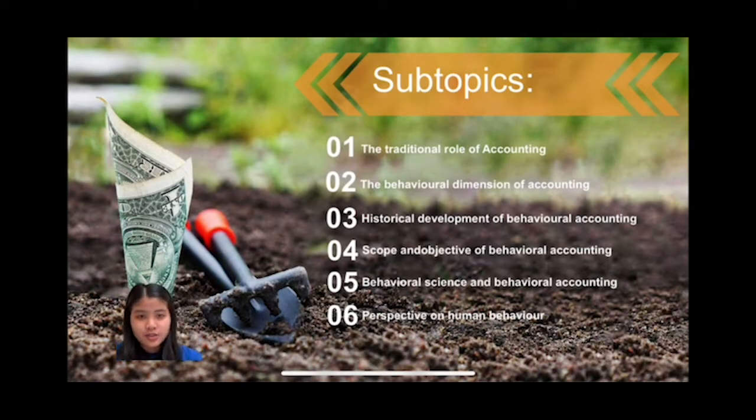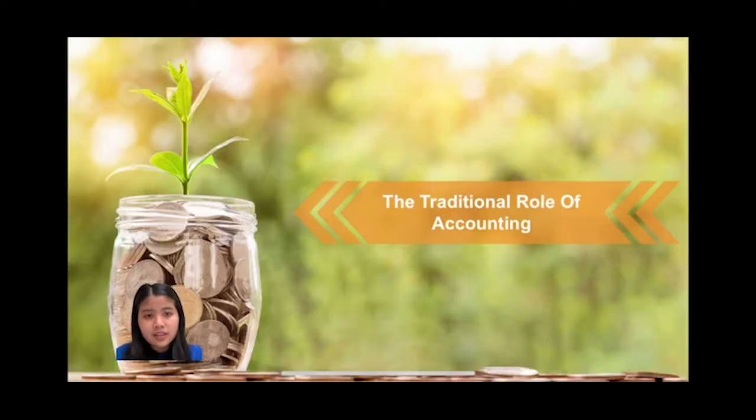Firstly, we are going to talk about the traditional role of accounting, and then the behavioural dimension of accounting, and in the last part, we have to understand the perspective of human behavior. So, let's start from number one, the traditional role of accounting. Let us see what is in this part.